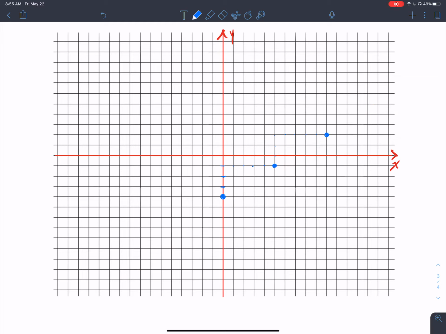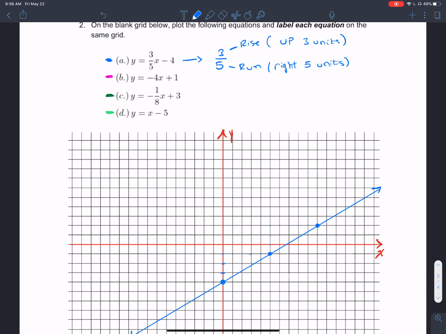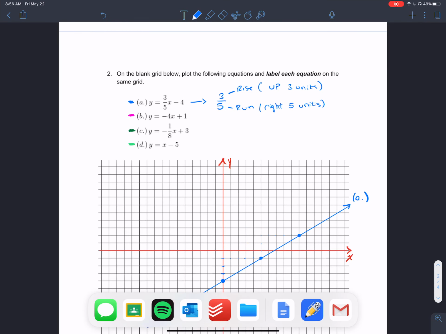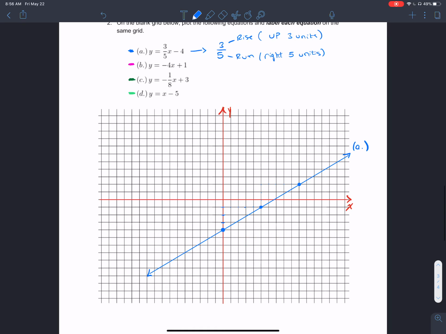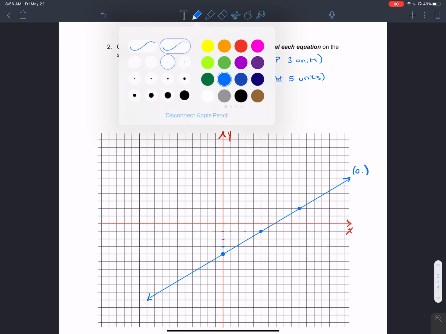I'm going to try and make this as straight as possible. That's a bit better. There we go. And if you want to label this, you don't have to label it the full equation. You can just say that this is A. Okay? But I would really prefer if you did the full equation, but I understand that that might get a bit congested with all the lines that we're going to draw. So there's A. Let's do B now.